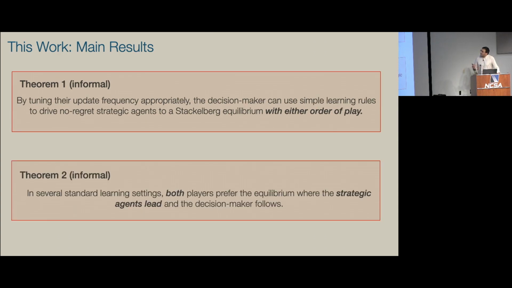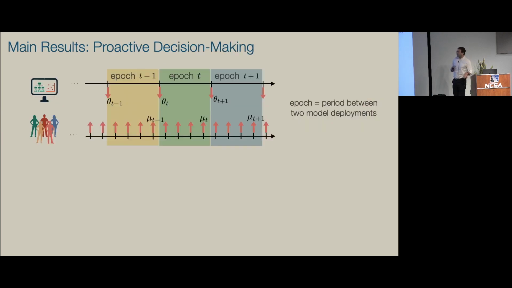So the second result that we're actually able to show is that in several standard learning settings, it's actually preferable for both players to be in that stackelberg equilibrium, which is the one in which the order of play is flipped compared to the one classically looked at in strategic classification. So I'll give you a little bit of intuition for how we show this.